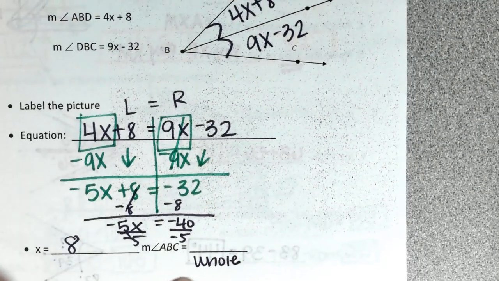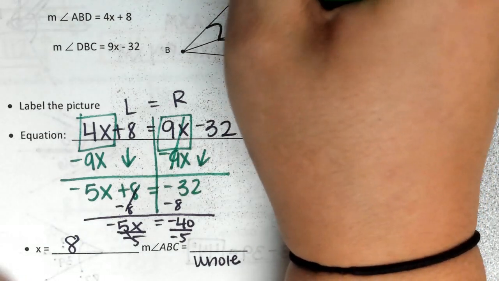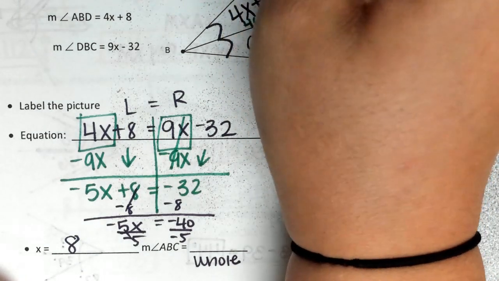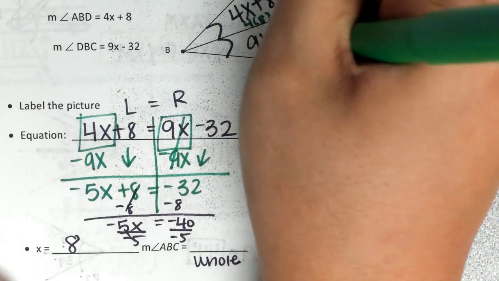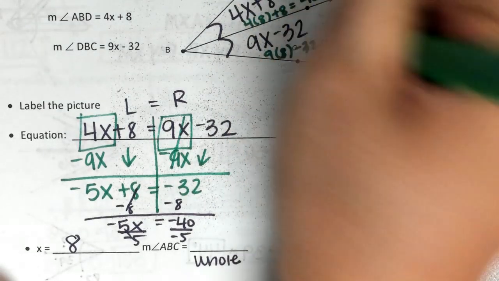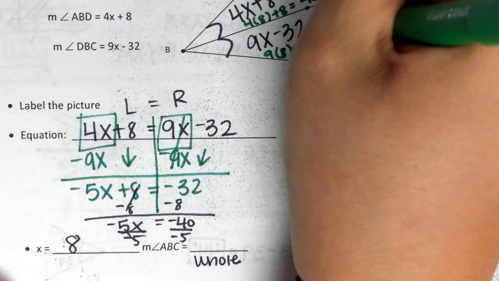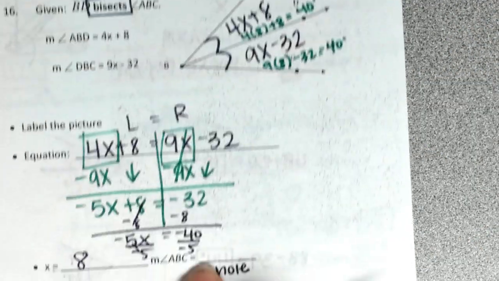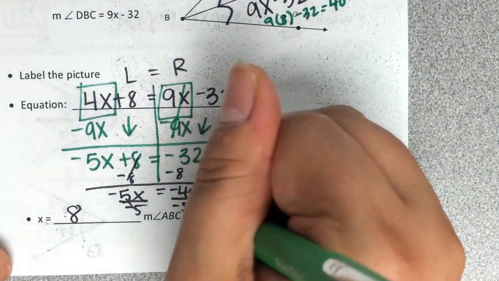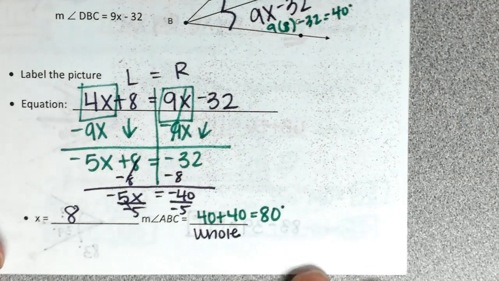ABC is the whole thing. So when I plug this in, I'm going to plug in 4 times 8 plus 8, which is 40. 9 times 8 minus 32. I believe it's 40 as well. And so what is the whole thing? ABC is 40 plus 40, which is 80 degrees.